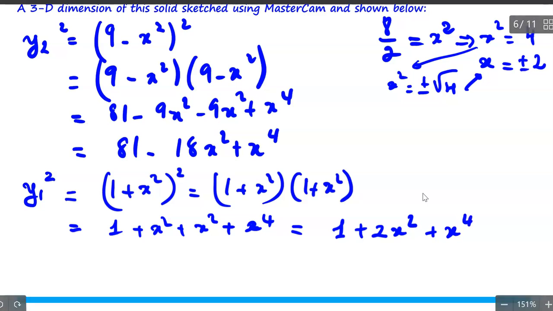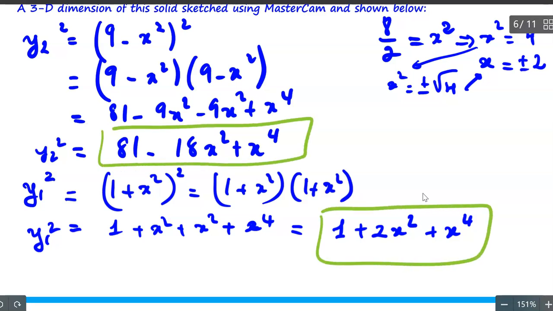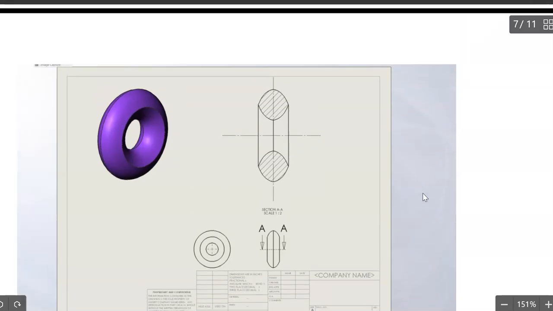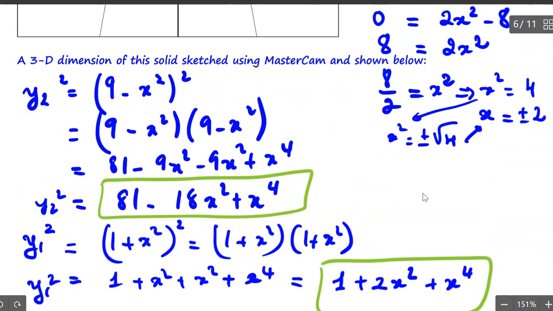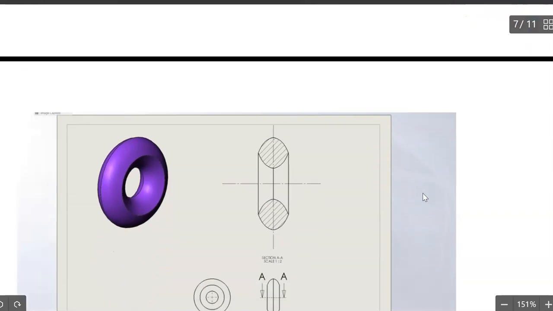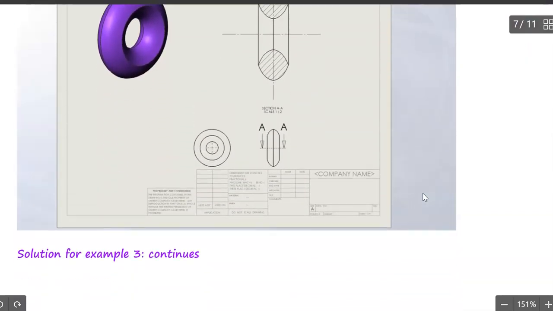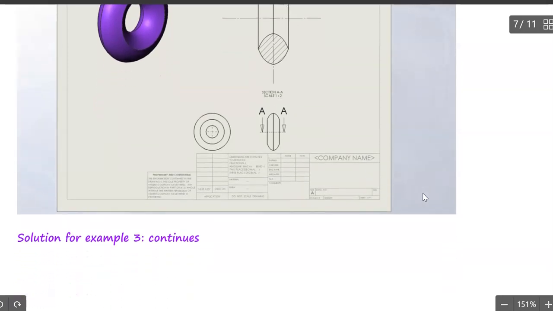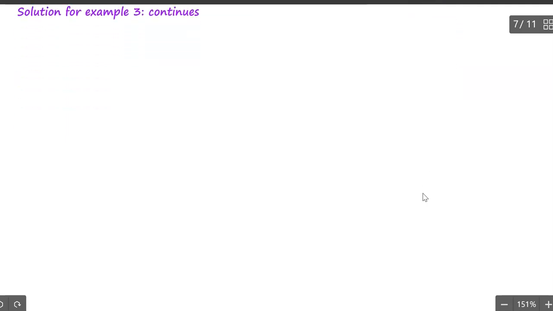Okay, so we remind ourselves of these two expressions, and we are going to take one away from the other. So that's the 3D image. I tried my best using Mastercam to sketch this for everyone here. You are all in mechanical engineering, so you probably know this already. So I'm going to take the y2 squared, subtract the y1 squared.